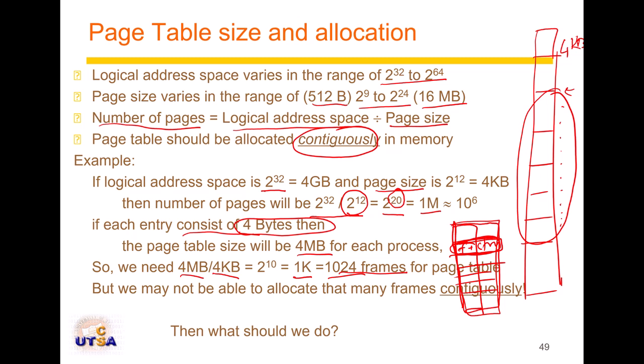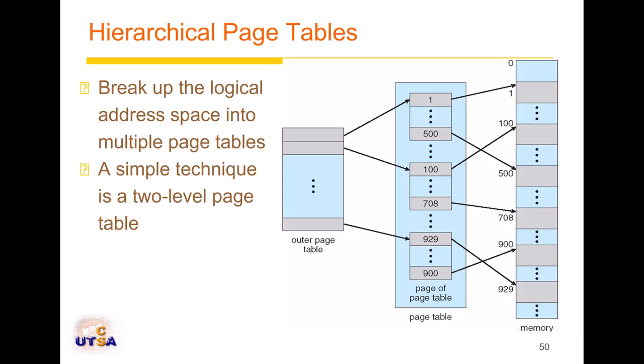What can be done? What should we do to avoid or solve this problem? Because we need that much space anyway, but right now I just don't want to store all that information in a contiguous manner here. What do you think we can do?